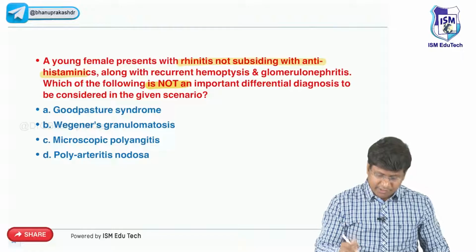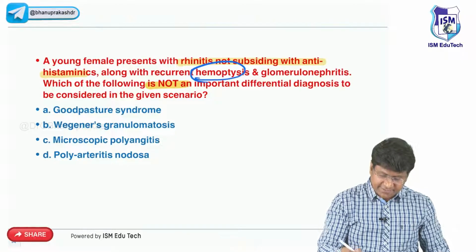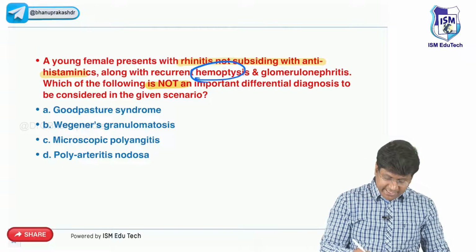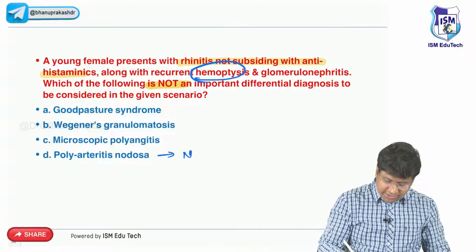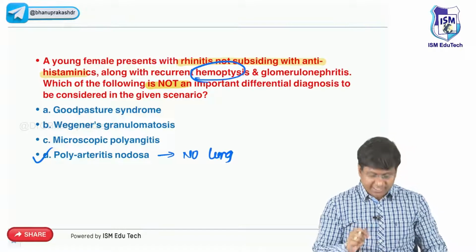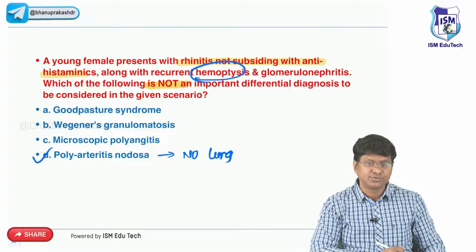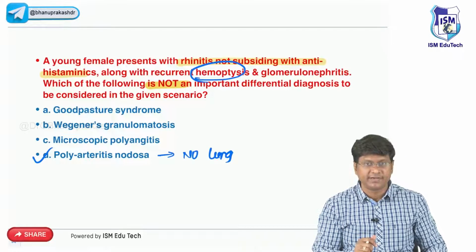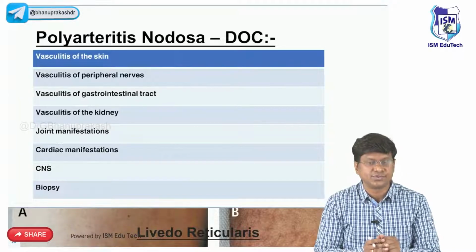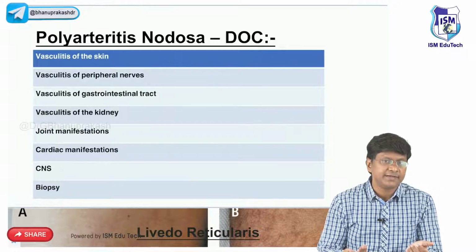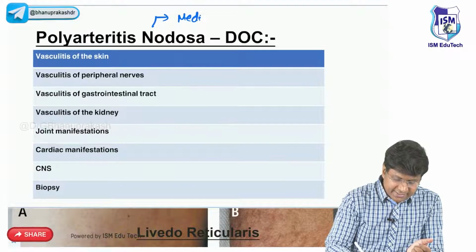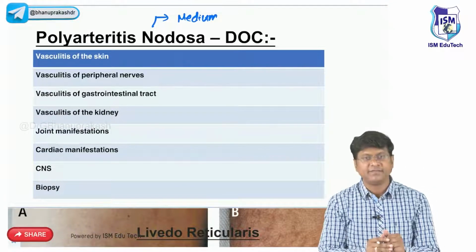The very important point is that this patient has kidney involvement as well as lung involvement. In polyarteritis nodosa, there is no lung involvement, right? There will never be lung involvement. So the correct answer here is polyarteritis nodosa. Now, let me take up the discussion of polyarteritis nodosa. What did I tell you? It is a form of medium vessel vasculitis.